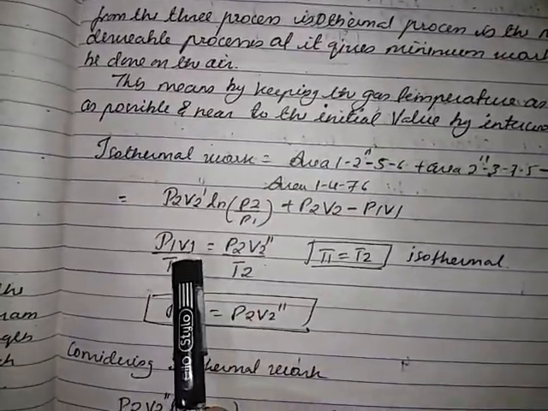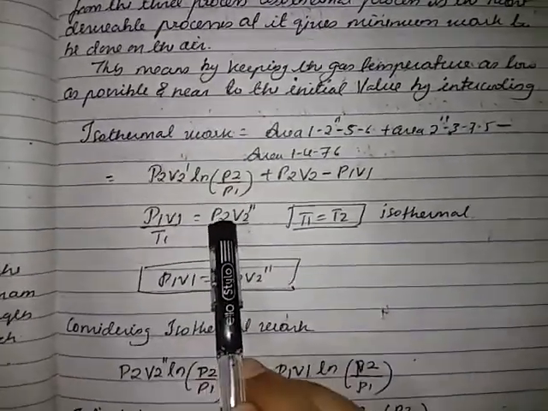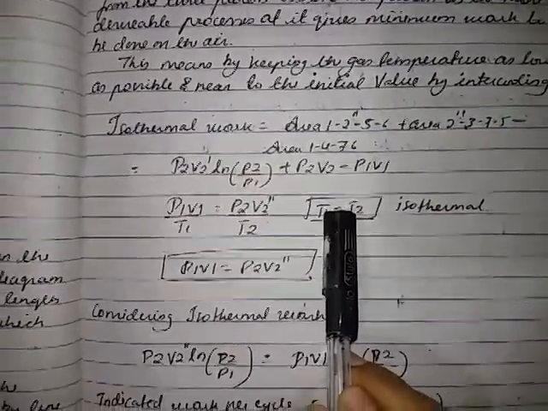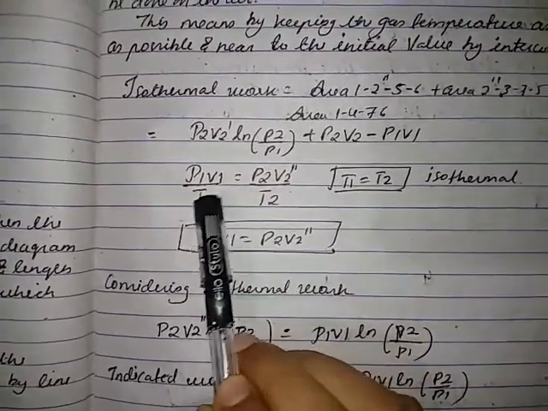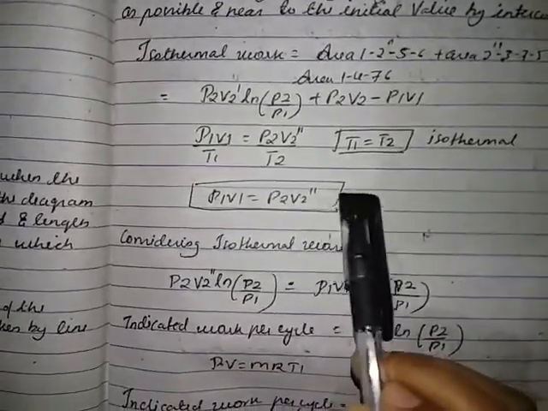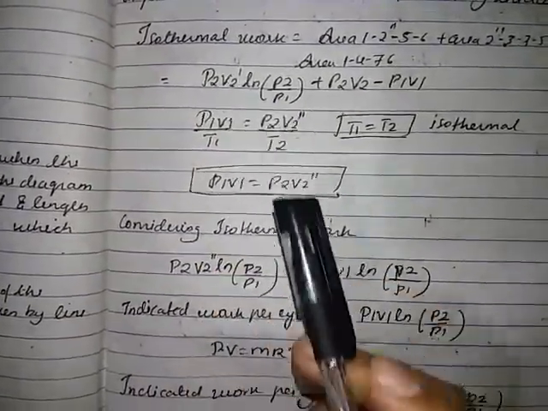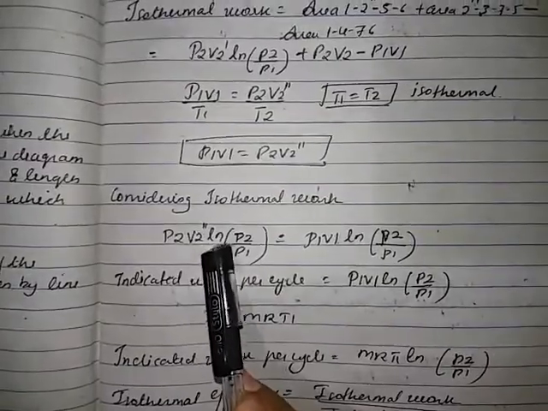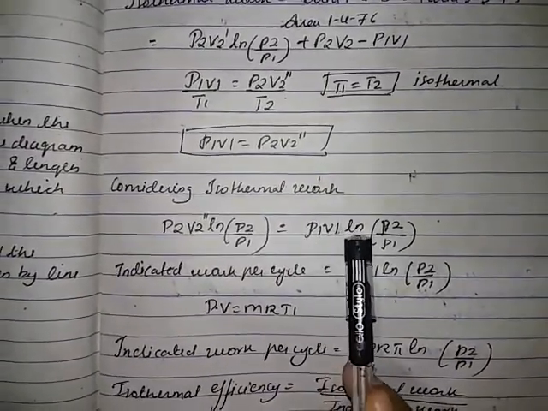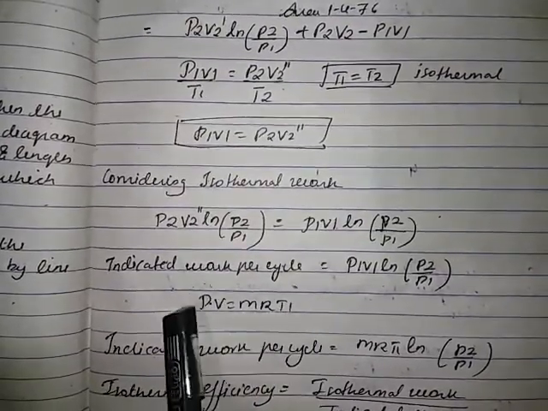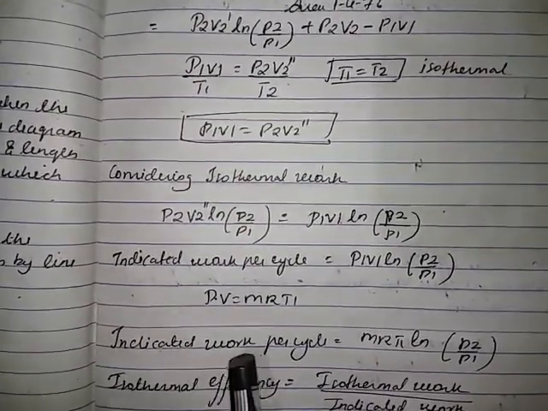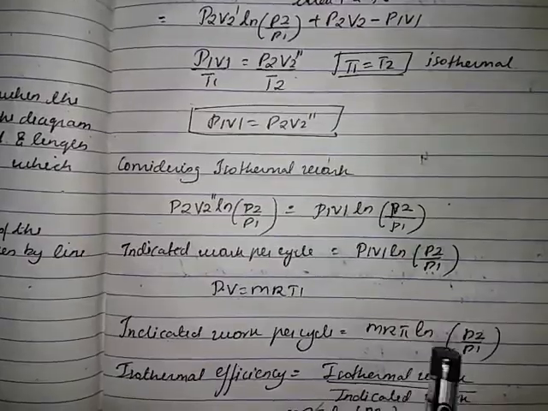Now see here, P1V1 by T1 equals P2V2 by T2. In isothermal process, temperature remains constant, right? Means what? T1 is equal to T2. Now this T can cancel. So what is remaining? P1V1 is equal to P2V2 double dash. Now what I'll do, I'll substitute this value in this equation. So what I'll get? P2V2 double dash ln P2 by P1 equals P1V1 natural logarithm of P2 by P1. I can write it like this, no? What is PV? PV is equal to MRT. So what happened? Indicated work per cycle equals MRT1 ln of P2 by P1.